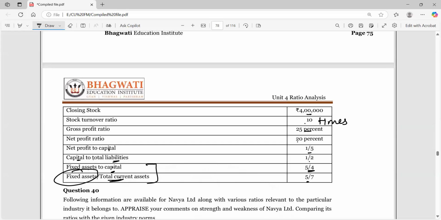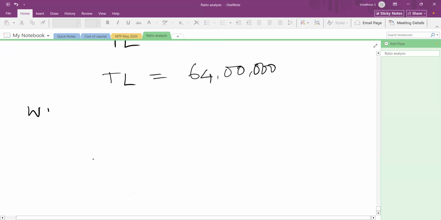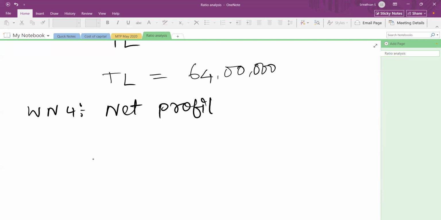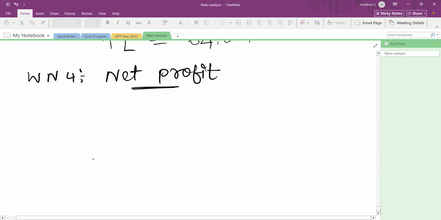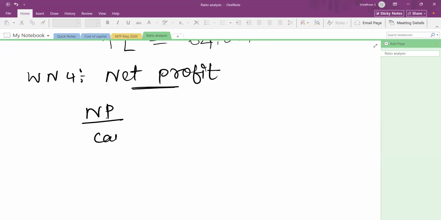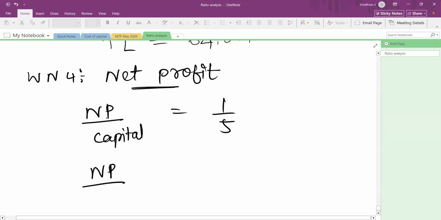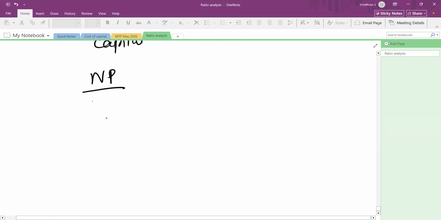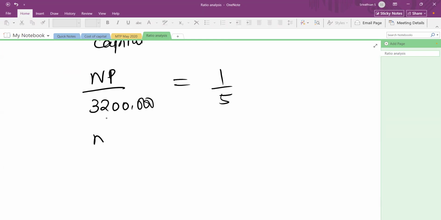Next, we have capital, we can calculate net profit. So working note number 4, net profit. Net profit to capital is 1/5. Net profit is something which we need to calculate. Capital is how much? 32 lakh, right? One by 5. So net profit is 6,40,000. Till this point, you have any doubt? Clear? You're all following it, right?